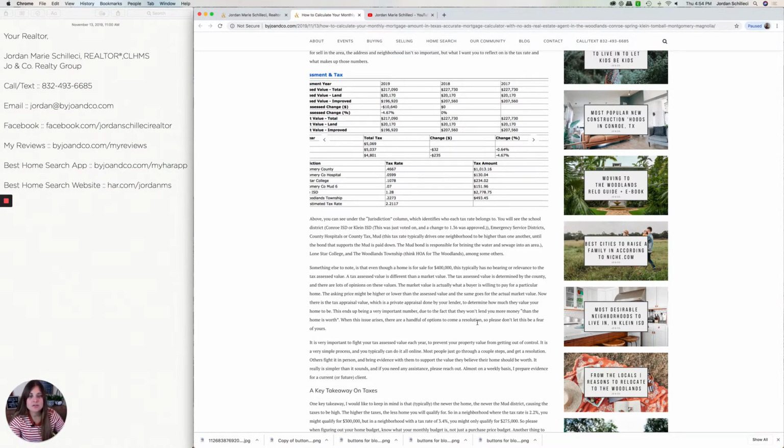It's very important to fight your tax assessed value each year to prevent your property value from getting out of control. It's a very simple process. You typically can do it online, and most people just go through a couple steps and get a resolution.